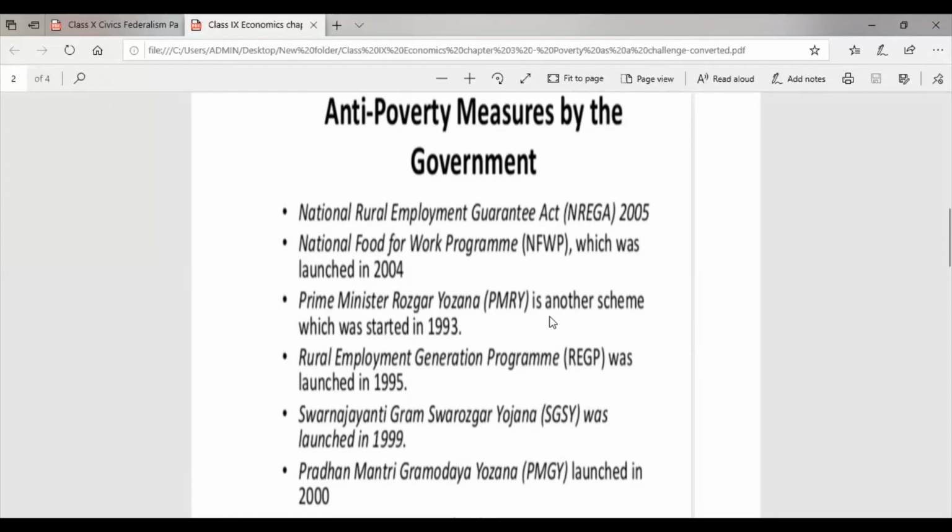The second program here is Prime Minister Rozgar Yojana. It was an anti-poverty measure started in the year 1993. Its aim is to create self-employment opportunities for the educated, unemployed youth in rural areas and small towns. Next is Rural Employment Generation Program, REGP. It was launched in the year 1995. It aims at creating self-employment opportunities in rural areas as well as in urban areas. A target of creating 25 lakh new jobs has been set for the program under the 10th five-year plan.